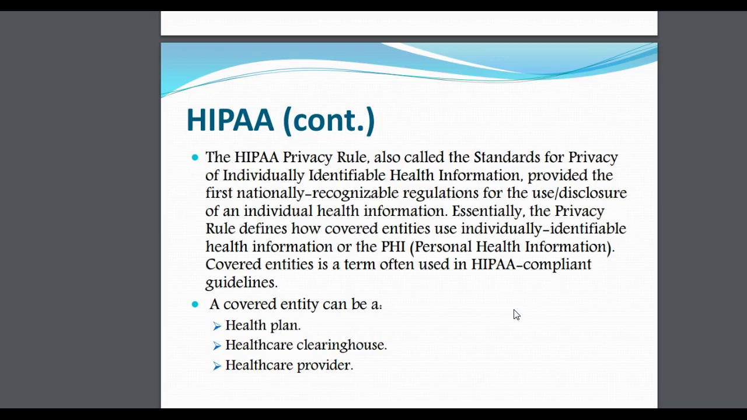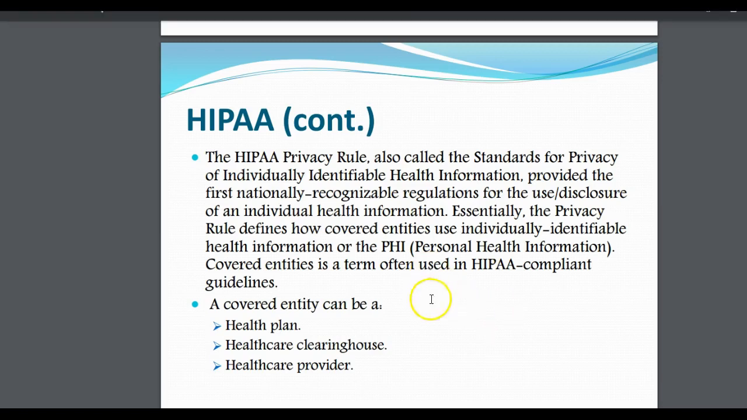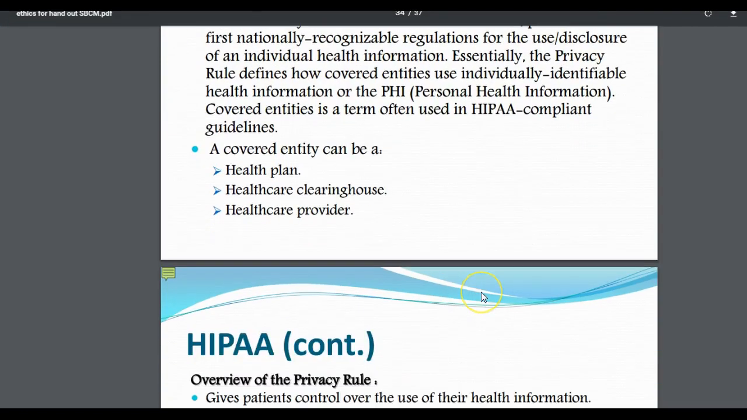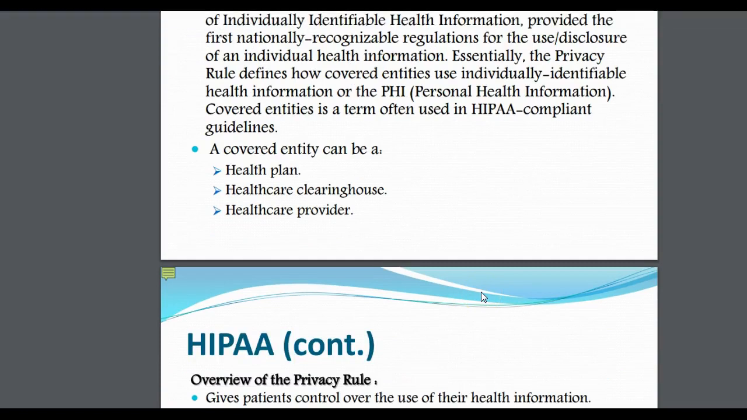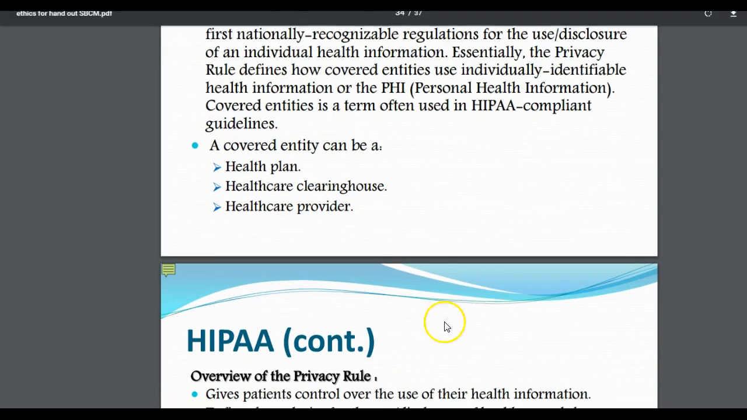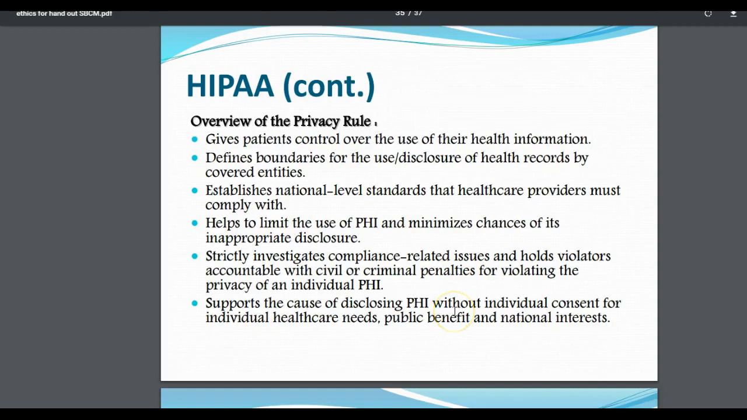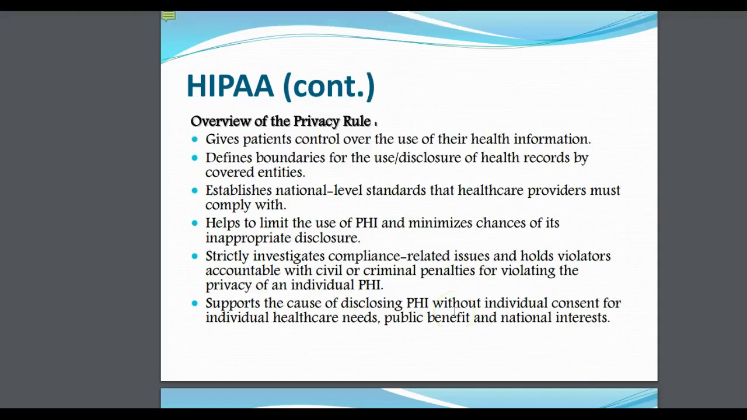Sorry about that. Okay. So a covered entity is a health plan, healthcare clearinghouse, or healthcare provider. And you say, what's a healthcare clearinghouse? That's usually a data storage entity. So, the overview of the Privacy Rule: it gives patients control over the use of their health information. So if you don't want your PCP to have access to certain information, you can control that. And that's all in the consent to treat and the PHI agreement.